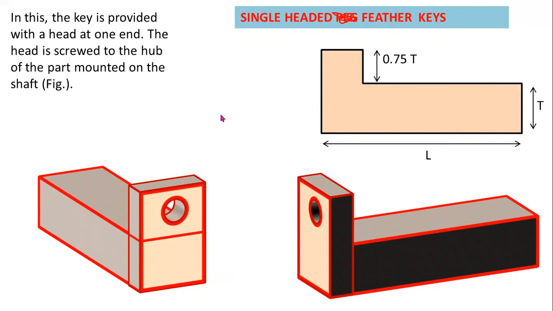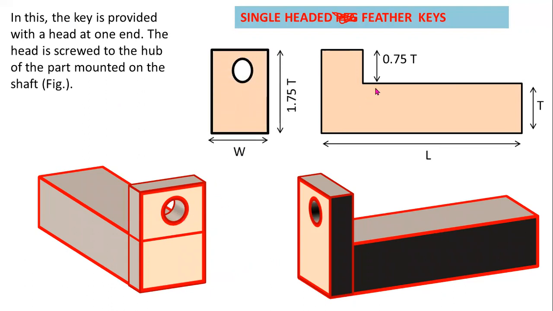In this key, the key is provided with a head at one end. The head is screwed to the hub of the part mounted on the shaft. This is the side view. This one is the front view. Here W is the width of the key. T is the thickness or depth of the key. Double-headed feather key.